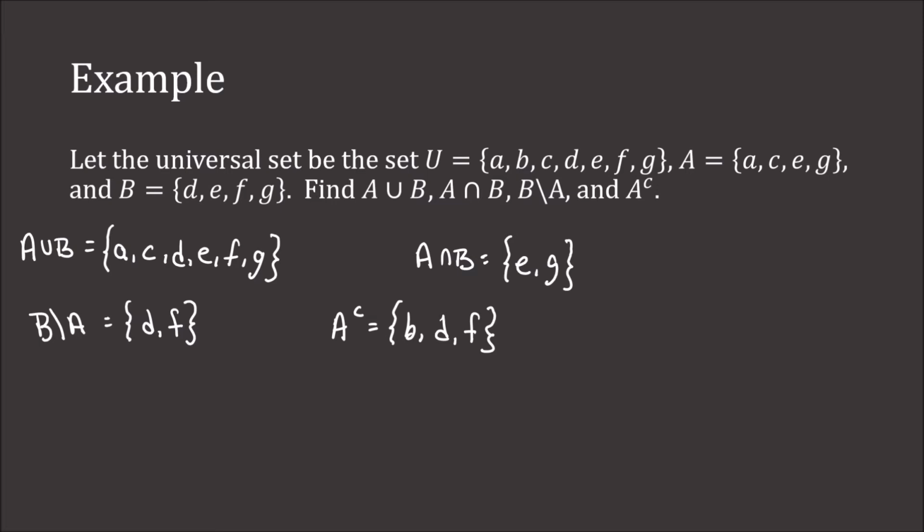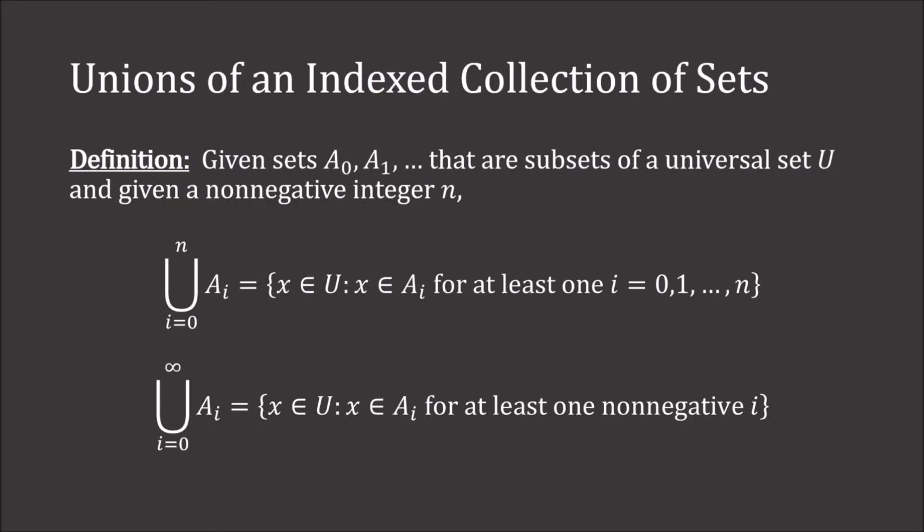Well, in fact, we can take the union or intersection of more than just two sets, and we call these indexed collections of sets. So let's look at unions of an indexed collection of sets. And there are two possibilities. We can either have a finite union, a union of a finite number of sets, or we can have an infinite union, a union of an infinite number of sets. So we have sets A naught, A1, and so on and so forth. Each are subsets of some universal set U. And we also have a non-negative integer n.